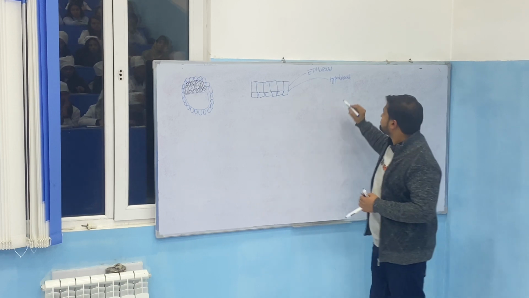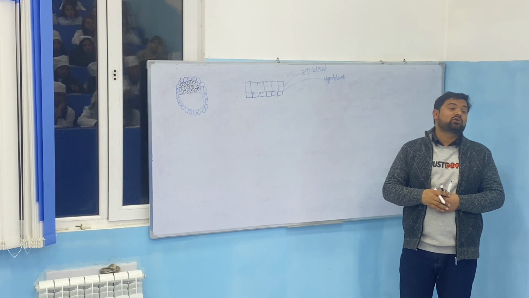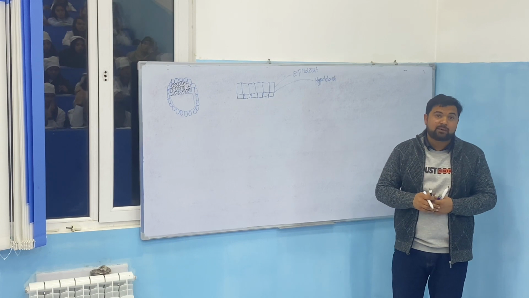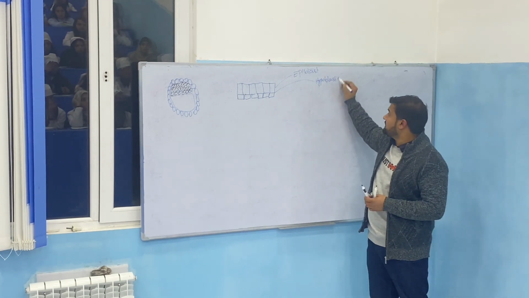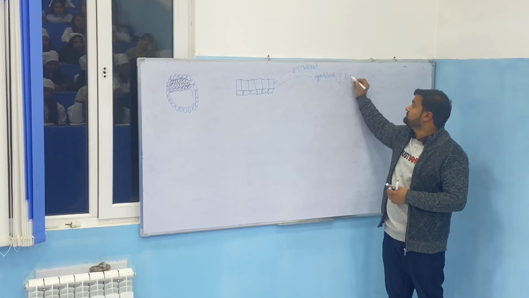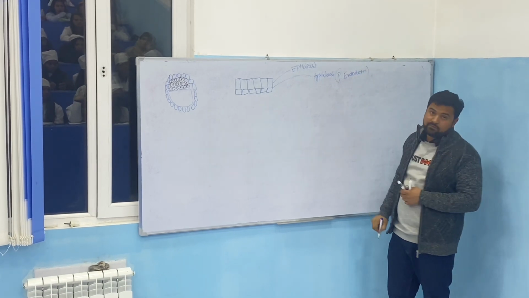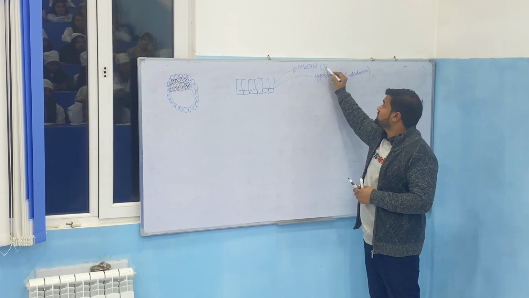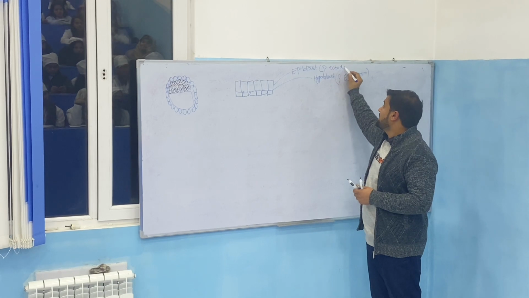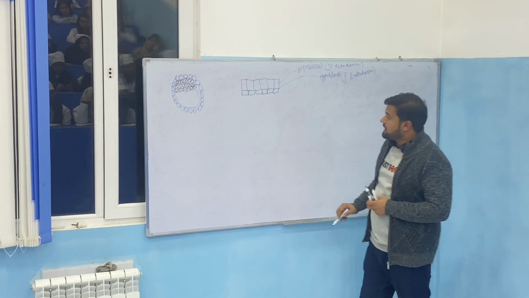Clear? Now, this hypoblast is also known as primitive endoderm. It means that in the future this hypoblast will develop into endoderm. That's why it is known as primitive endoderm. And this epiblast is known as primitive ectoderm. It means in the future it will develop into what? Ectoderm.